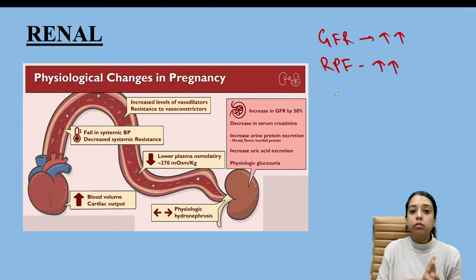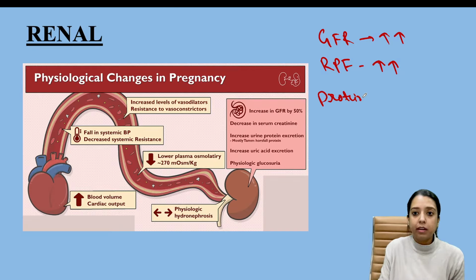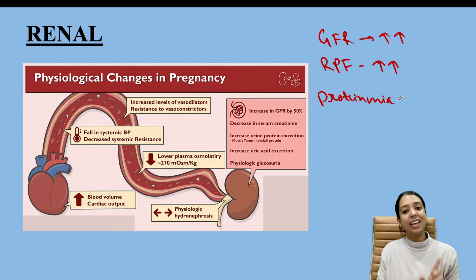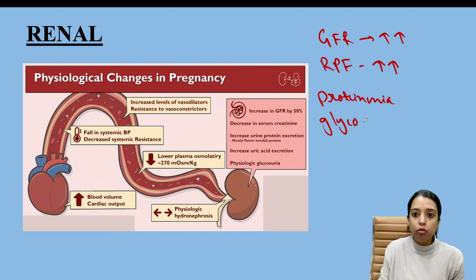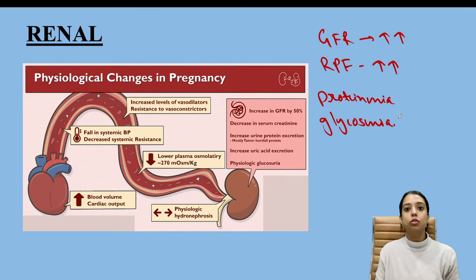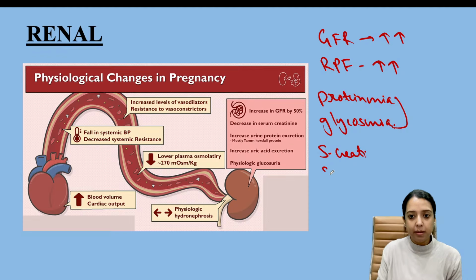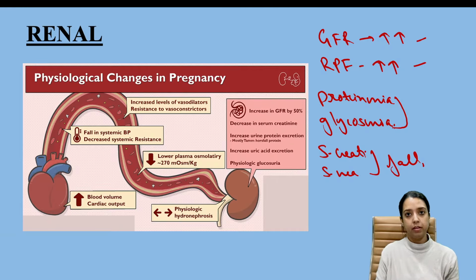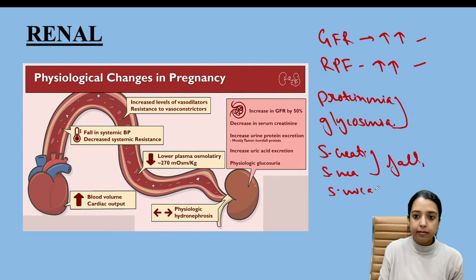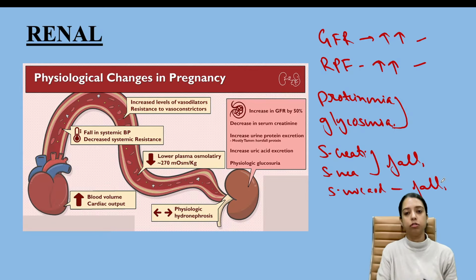But also, due to certain changes, the kidney starts secreting protein. So proteinuria is normal in pregnancy. Similarly, glycosuria also starts happening. So kidneys start secreting protein and glucose. Now because of more blood, the kidney values, serum creatinine and serum urea, fall. So renal plasma flow and filtration rate rise and the serum values fall. Serum uric acid is more excreted, hence it also falls.